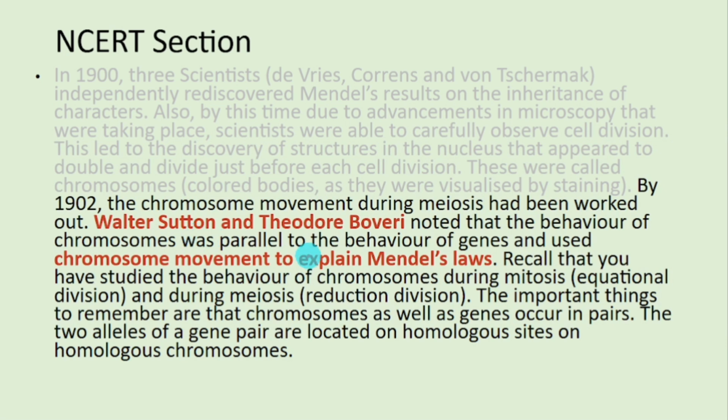Walter Sutton and Theodore Boveri noted that the behavior of chromosome was parallel to the behavior of genes and used chromosome movement to explain Mendel's law. So Mendel gave an abstract term, factors, to genes, and Sutton and Boveri finally concluded those factors, which were later called genes, were present on chromosomes, and chromosomes actually move between gametes. Okay, they duplicate and they segregate and they are independently assorted to gametes.